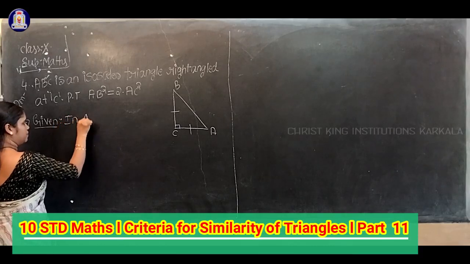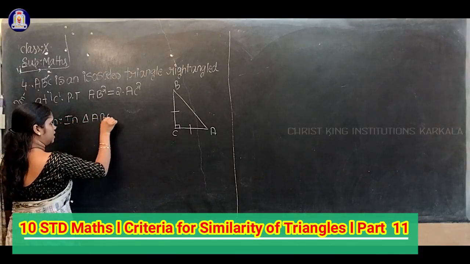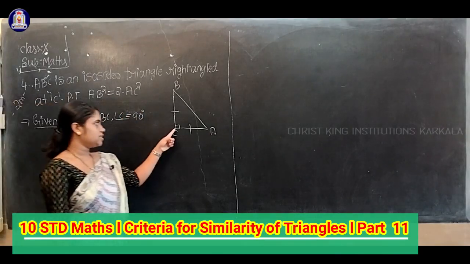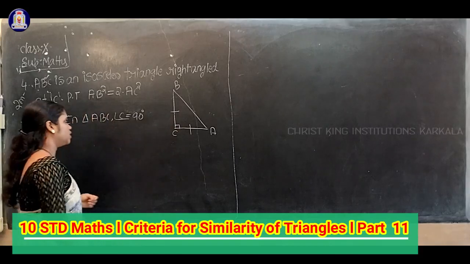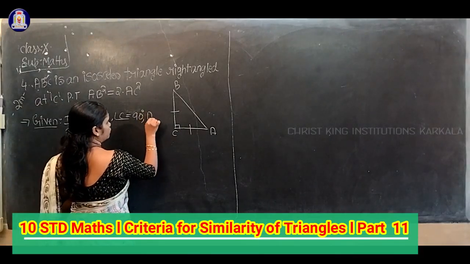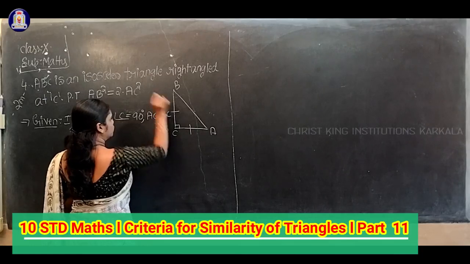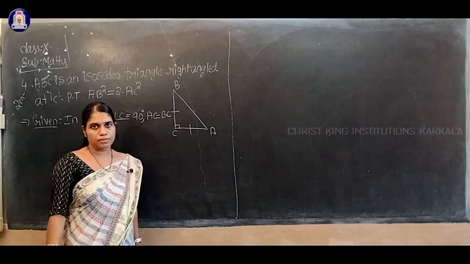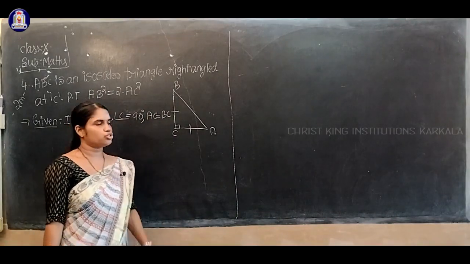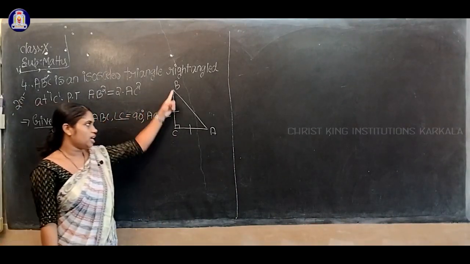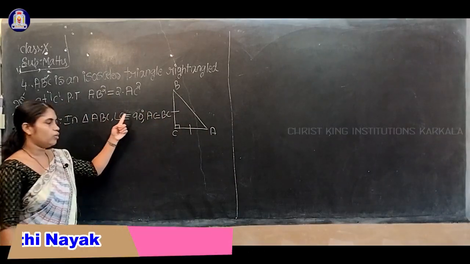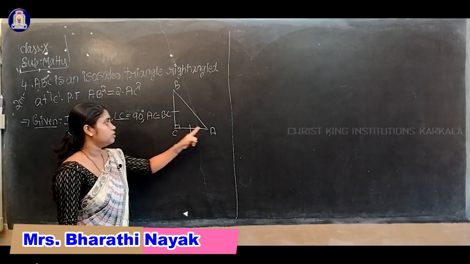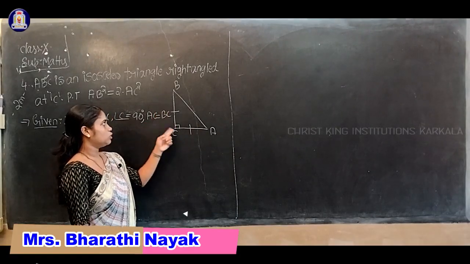Given: in triangle ABC, angle C is equal to 90 degree. See, this angle C is equal to 90 degree. Also given the length of side AC is equal to BC. What does it indicate? Triangle ACB is an isosceles triangle. Understood now? What they have given here? In triangle ABC, angle C is equal to 90 degree as well as AC is equal to BC. The length of AC is equal to the length of BC.